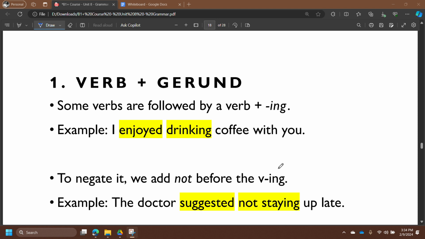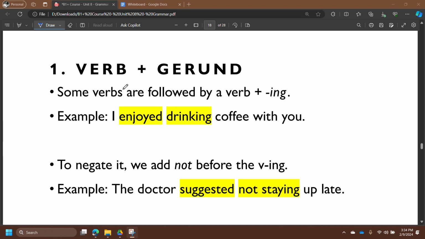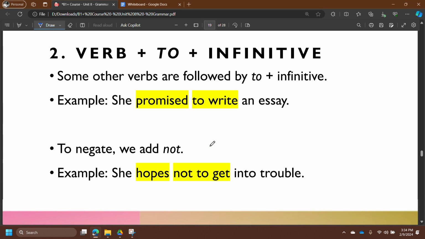So let's talk about pattern number 1. Verb plus a gerund. Some verbs, guys, are followed by a verb ing or a gerund. Example, I enjoyed drinking coffee with you. Enjoy must be followed by a gerund. Okay? And to negate it, meaning to make it negative, we add not before the verb ing. It becomes the doctor suggested not staying up late, or I enjoyed not drinking coffee with you.